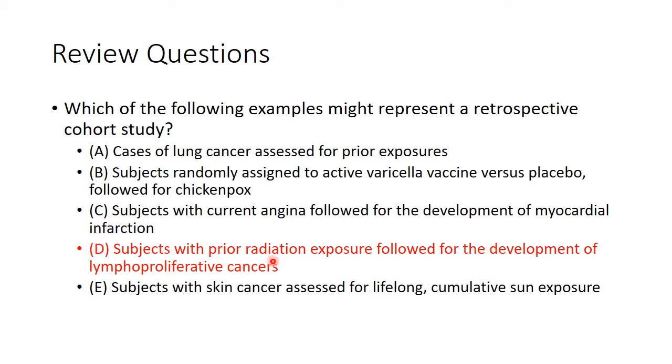In this case, you can see subjects with prior radiation exposure followed for the development of lymphoproliferative cancers. You may already know if they've had the cancers or not, but you're starting back at a point where they had the prior radiation exposure, and then even though it's retrospective, you're looking forward from that time period to see if they develop these cancers or not. So it would be a retrospective cohort study. They're divided based on whether they have radiation exposure or not, and then going forward from there, so still retrospective. You don't go past the current point in time, because will we know if those patients develop cancer after this? Not unless we do a prospective study to look for that. That makes sense.